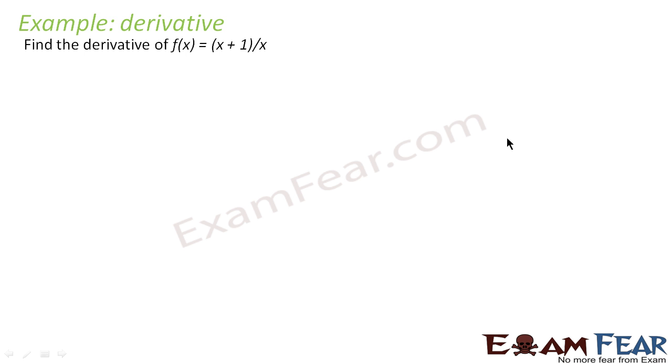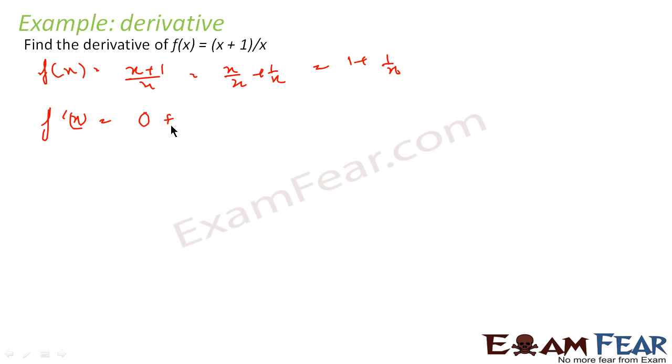In this example, we have to find the derivative of x plus 1 by x. So we can write this in this form. f of x is nothing but x plus 1 by x. That is nothing but x by x plus 1 by x. Correct? That is nothing but you can say 1 plus 1 by x. Now if I want to find f dash of x, f dash of constant 1 is nothing but 0, and f dash of 1 by x is nothing but minus 1 by x square. We have seen that. Correct?